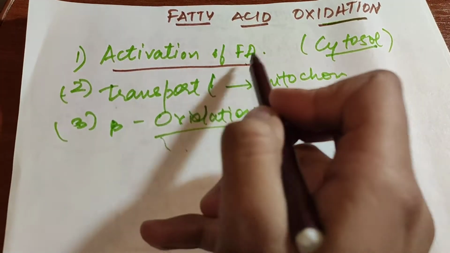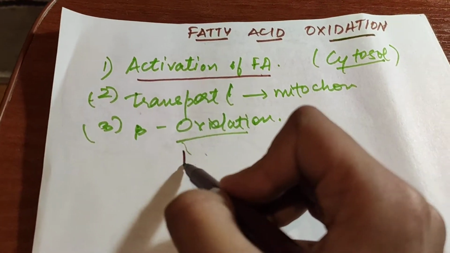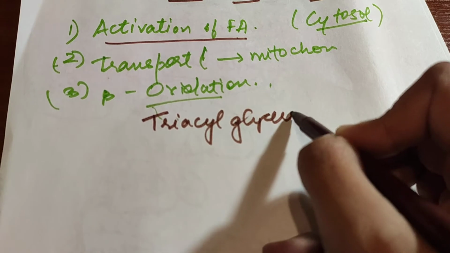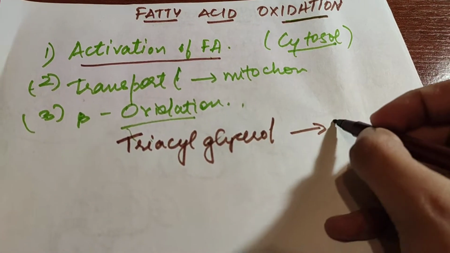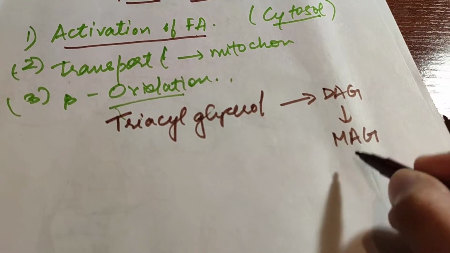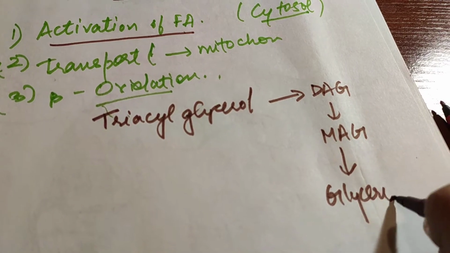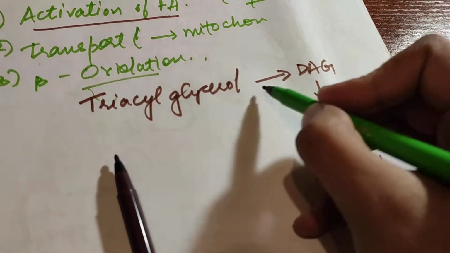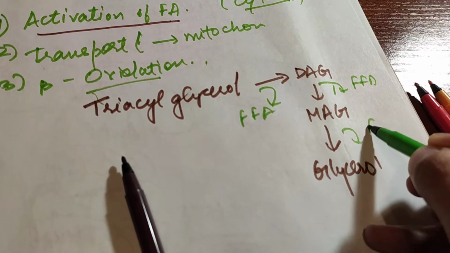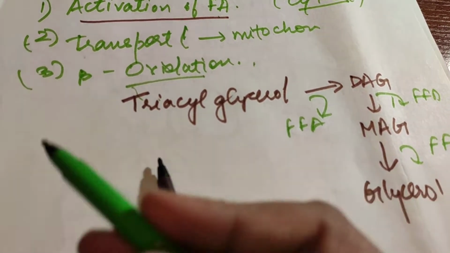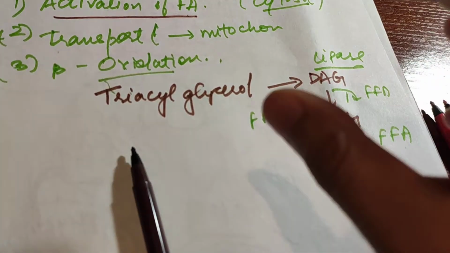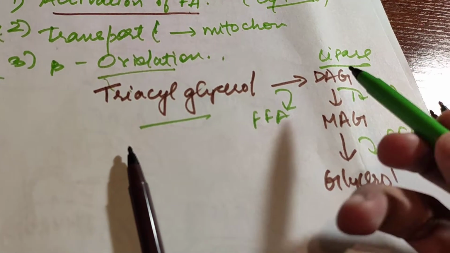But firstly, how are we getting the fatty acids? You know what lipids are? If we talk about them, these are the triacylglycerides. Triacylglycerol degrades into diacylglycerol and then monoacylglycerol, and then into glycerol. In these steps we are getting free fatty acids. And which enzyme is used? That is lipase. Lipolysis is occurring, so this is lipase.